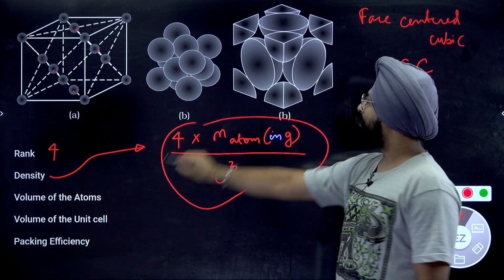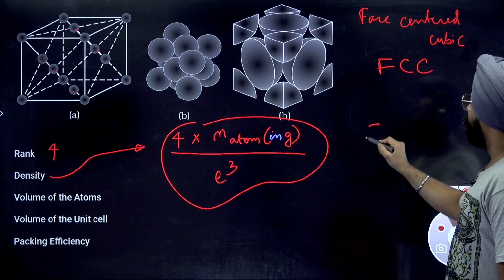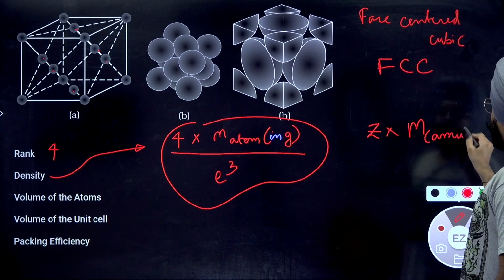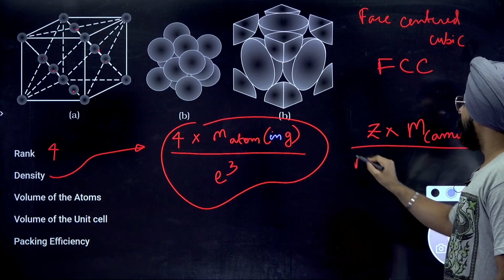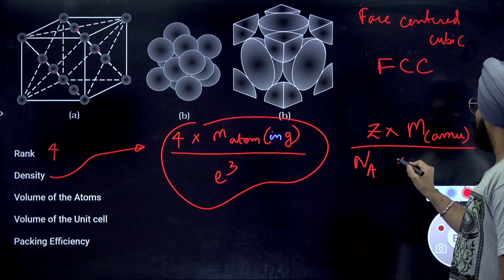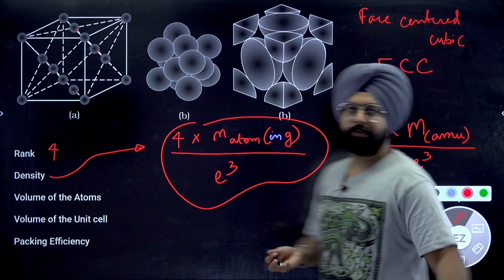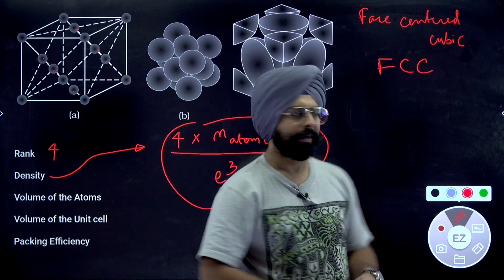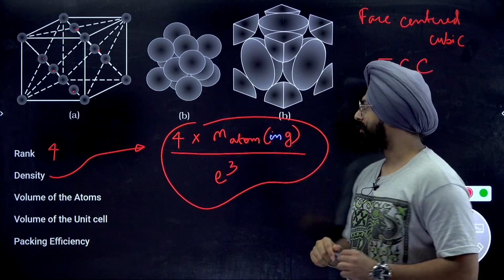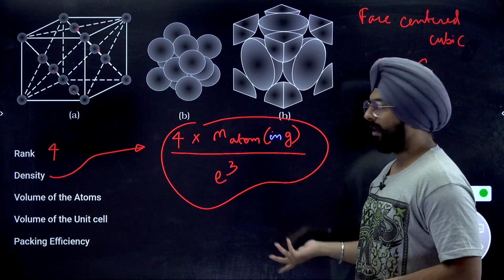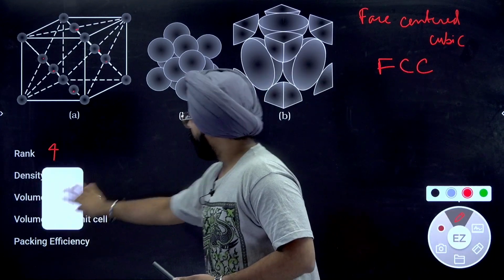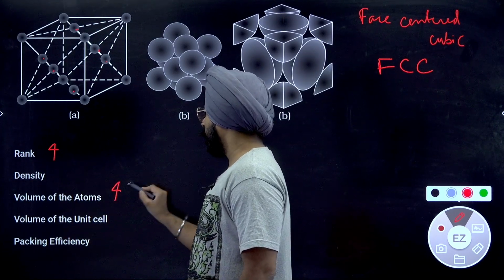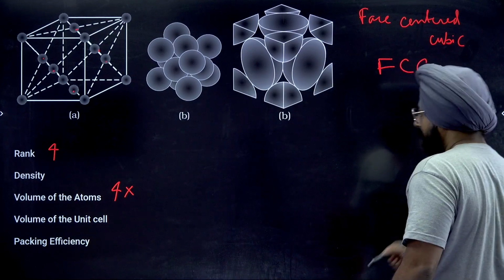No need to remember the formula. What was the formula? That was rank into mass in AMU divided by Avogadro's number into edge length cubed. This was the formula. But no need to remember that. Okay? Forget about it. Basic logic is more than sufficient for us. That would be the density. What will be the volume of the atoms? Volume of the atoms would be 4 times the volume of each atom.